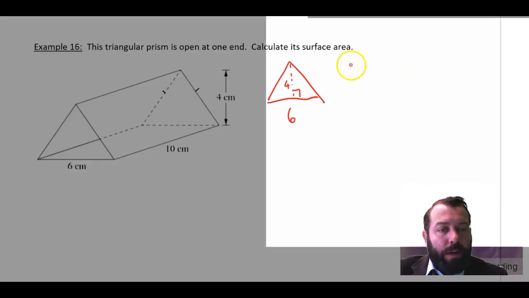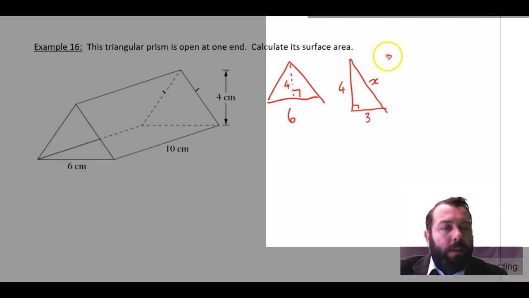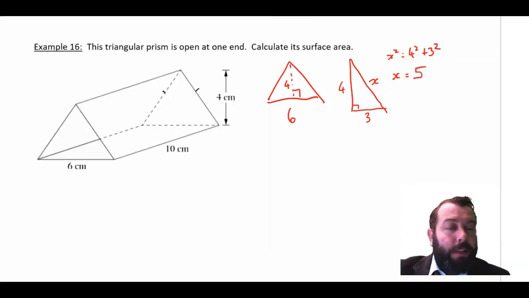So I'm going to redraw this a little bit more. Just half of that triangle. Okay, now if that's 4, and I said it's isosceles, and that's 3, then by using Pythagoras' theorem, and if I write x here, I could say that x squared equals 4 squared plus 3 squared. Therefore, x equals 5. I'm taking a shortcut there because that is the most familiar of all our Pythagorean triads.